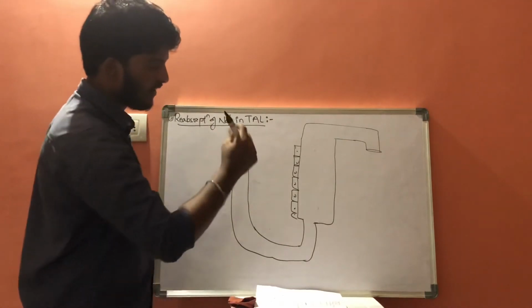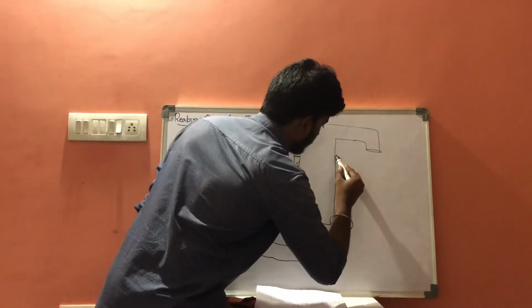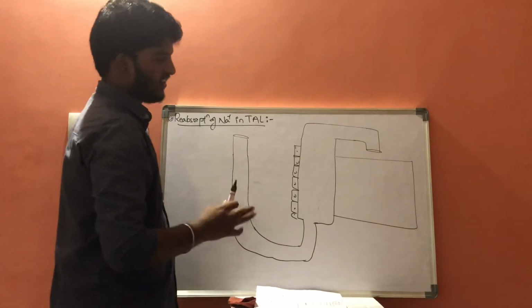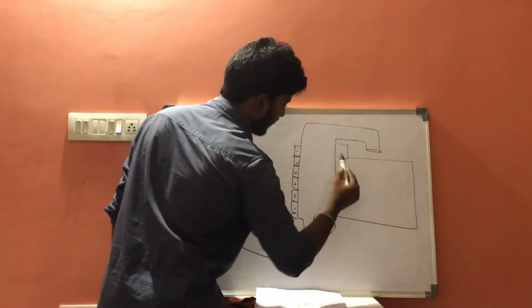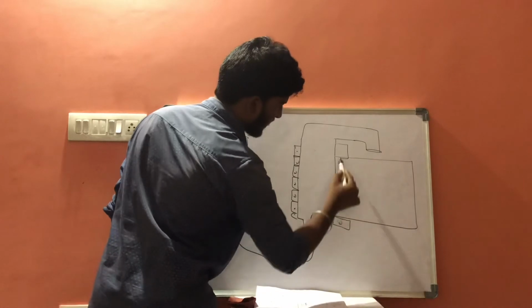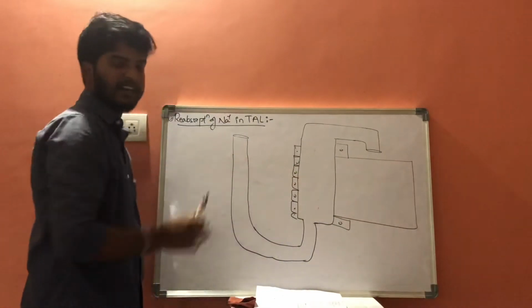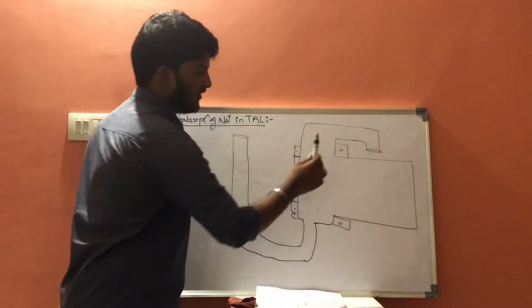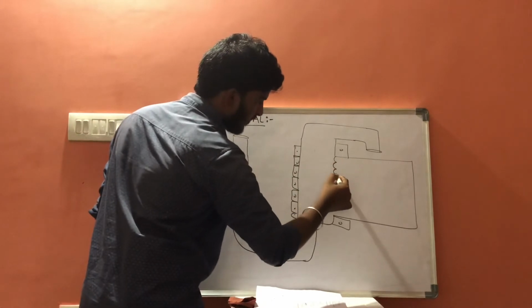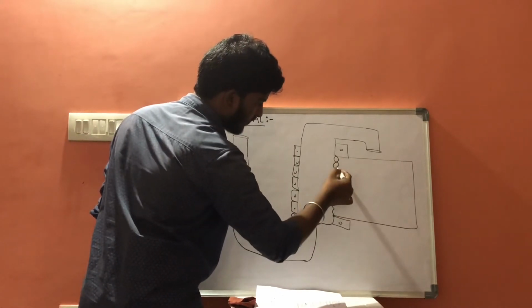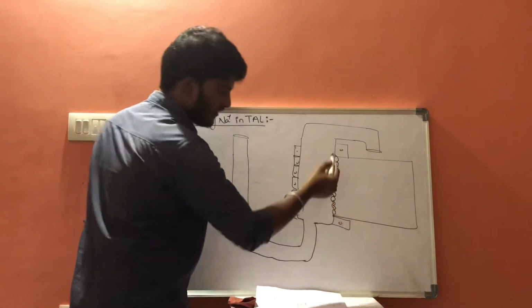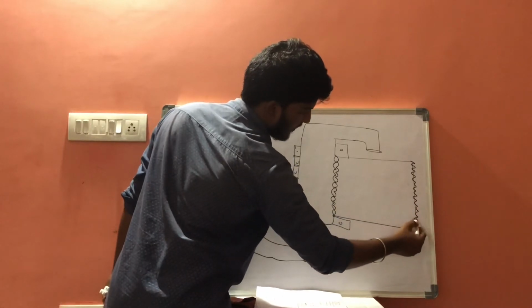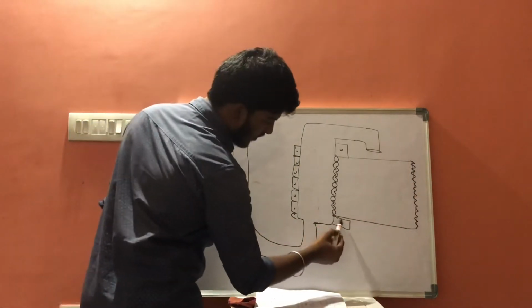Now let us take one big epithelial cell. Let us consider this is one epithelial cell, and similar types of cells are present at the sides. As we know, this layer is called the luminal membrane, and here this layer is called the ventral membrane. These two are called lateral membranes.